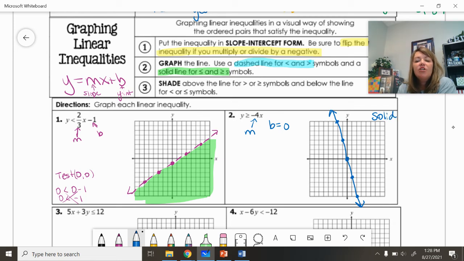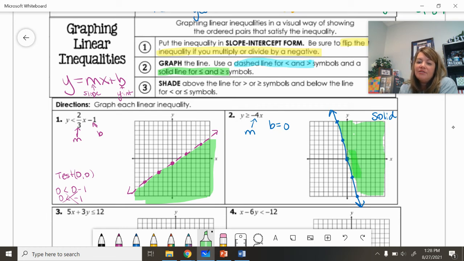Okay, and so since it's a greater than, then we're going to shade above the line, which is on this other side over here like this. And again, if you're looking at it and you go, well, it's kind of hard to tell what above and below would be, so just pick a test point, okay?